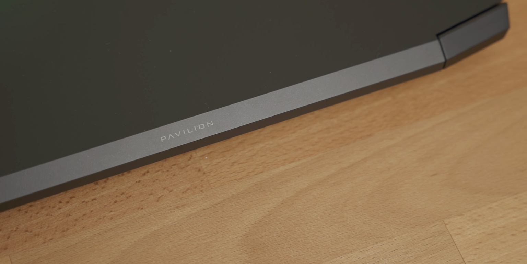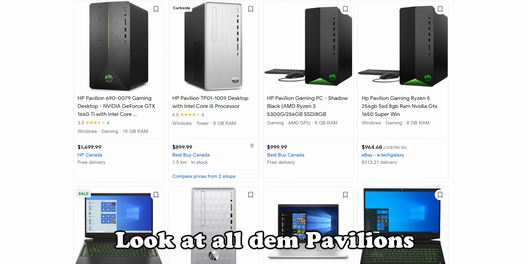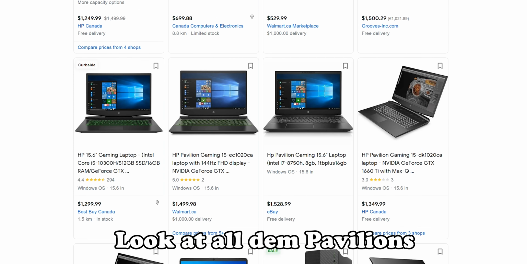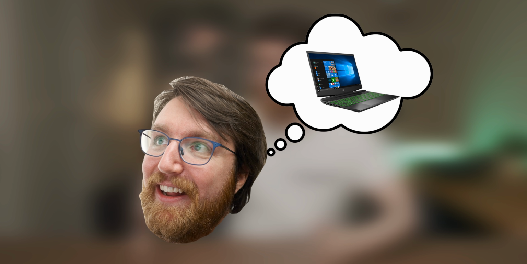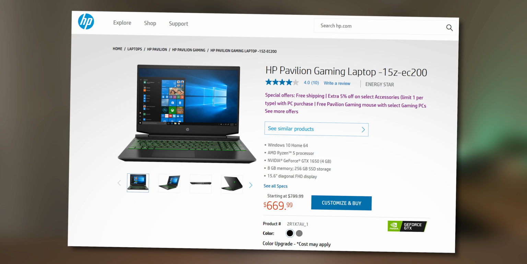The laptop in question is the HP Pavilion something or other. HP names everything the Pavilion for some reason. You could conceivably go to buy an HP Pavilion gaming laptop and end up with like an HP Pavilion aroma dispenser. I don't know why they do that, but I'll have the exact one linked in the description below.